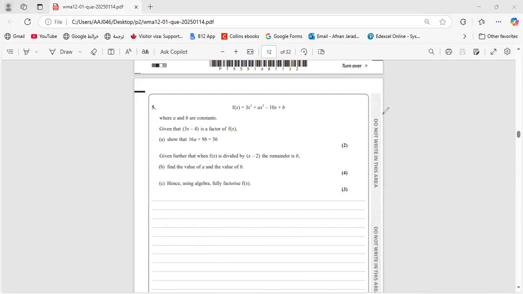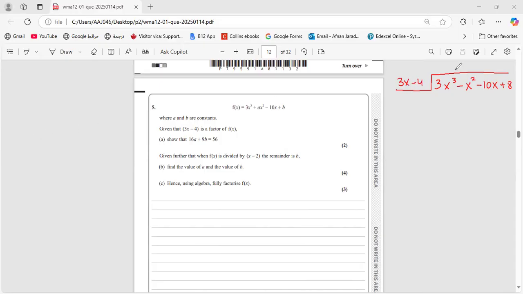Okay, to fully factorize, you need to do long division between 3x to the power of 3, and instead of a, you have a, which is -1, so minus x squared plus 10x plus b, which is plus 8. Okay, you need to divide it by 3x minus 4.